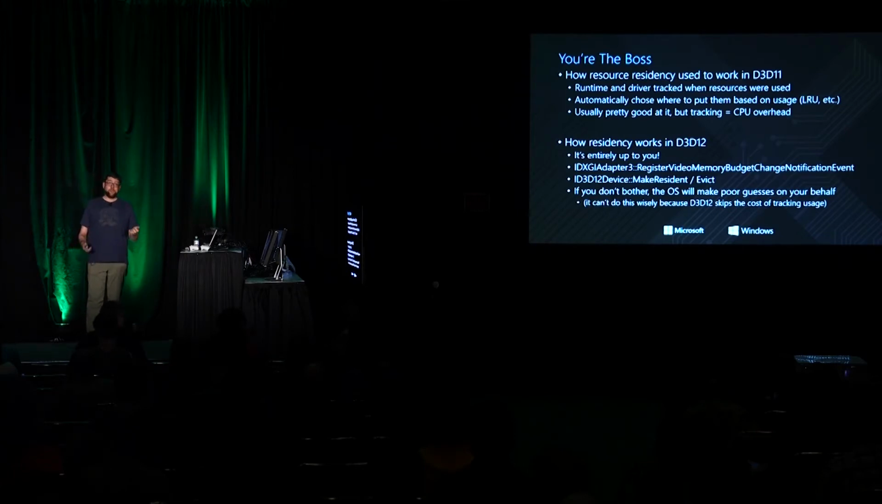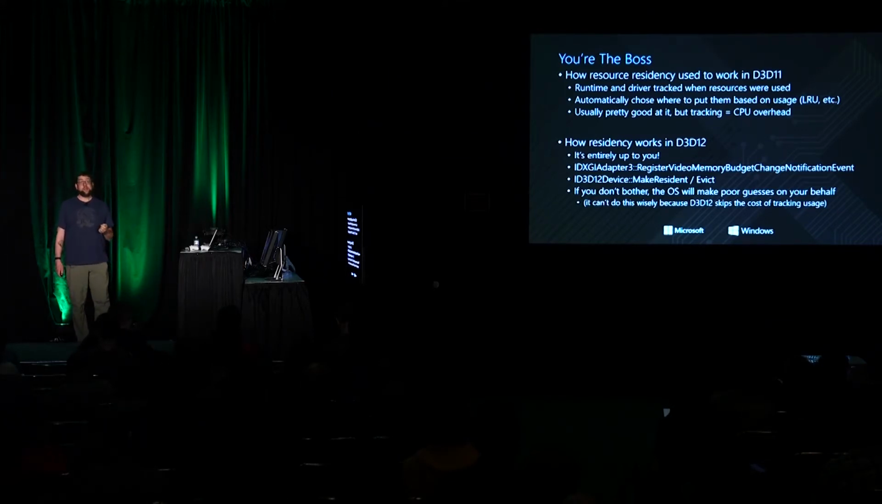So in 12, we said, you know what? We're just not going to do that at all. The application knows more than the runtime does. Rather than the runtime watching what you're doing and trying to infer policy from that, we can get more efficiency overall if the application just says what it wants. So D3D12 gives you a couple of mechanisms to do this. There's a terrifyingly long API name, register video memory budget change notification event, which will tell you how much memory your discrete video memory target should be.